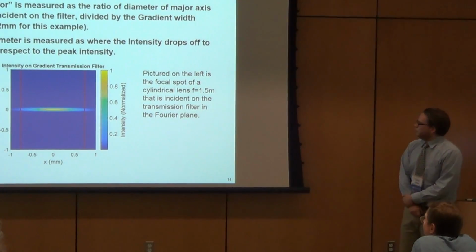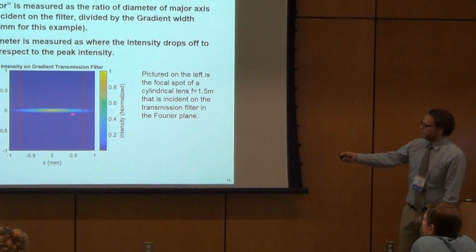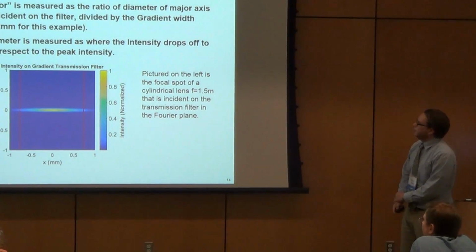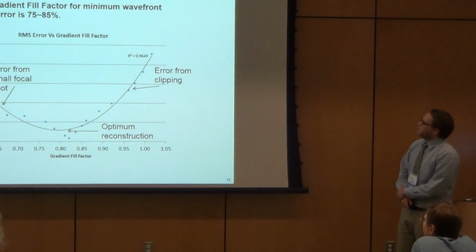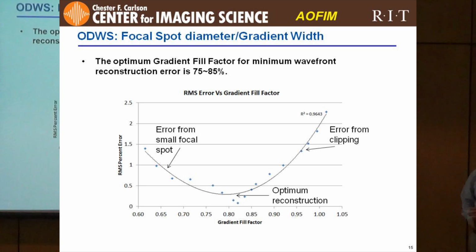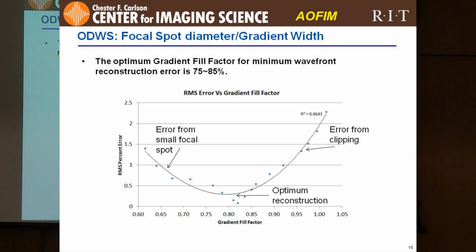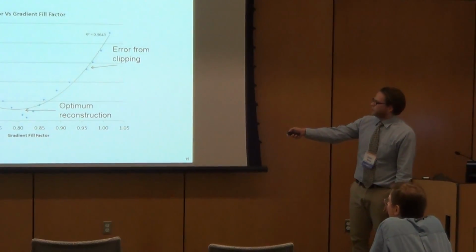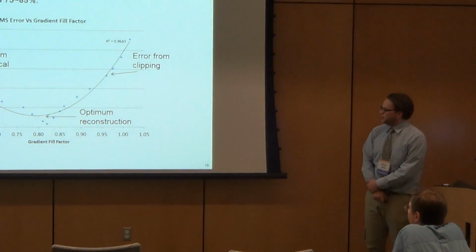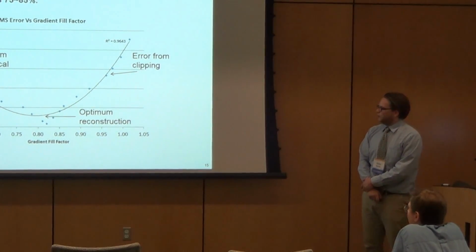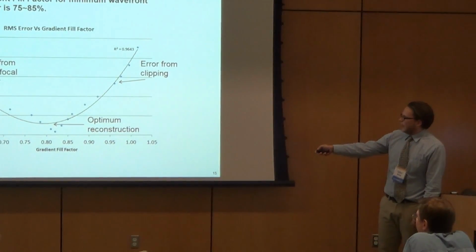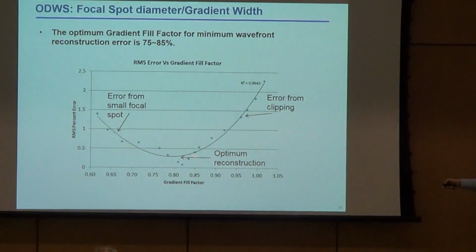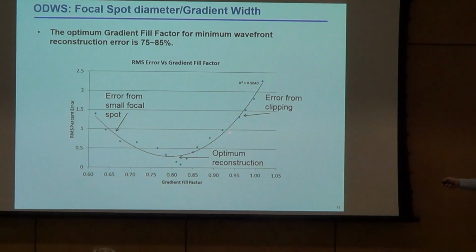I used a cylindrical lens of 1.5 meters. The cylindrical lens creates a linear focal spot like that. And what I found is that there's an optimum gradient fill factor between 75 and 85% of the total gradient width. You can see that there's error introduced from smaller focal spots, where it doesn't have a large enough focal spot to differentiate the wavefront. There's optimum reconstruction right around 80%. And then you start getting a rise in error from clipping and diffraction after it goes through the filter.